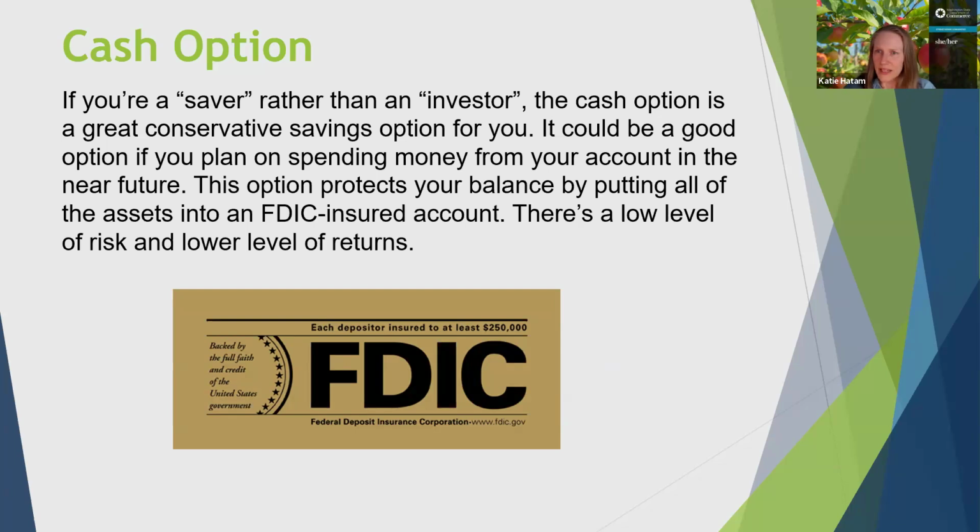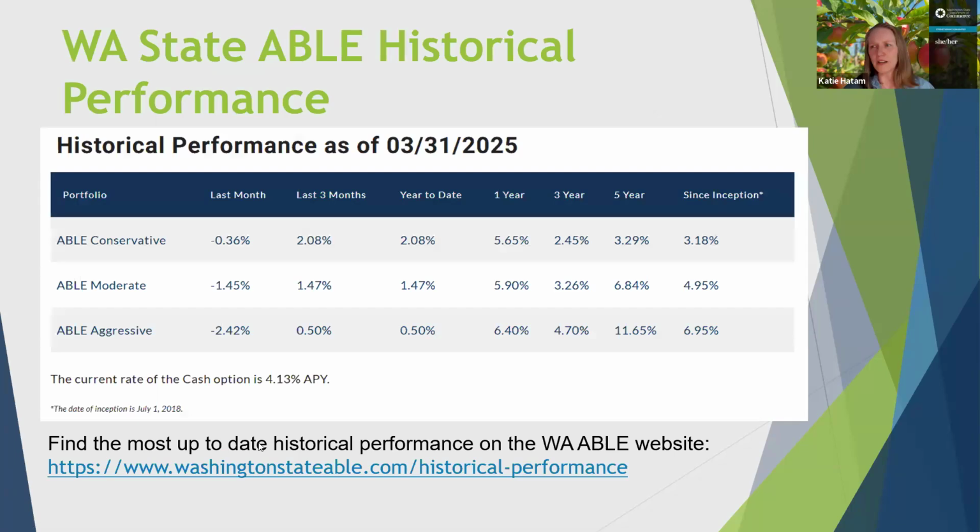And then this next page, I put this in here to show you the historical performance of those three other options: the conservative, moderate, and aggressive. It also right now has the current rate of the cash option. This is on our website, kind of down in the footer. There's a link to the historical performance, and you can see how the plan has performed since inception or over the last few years.